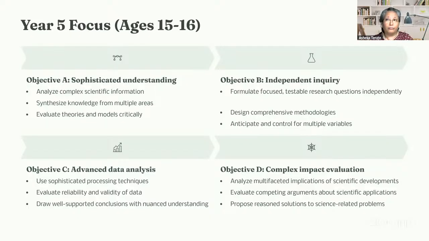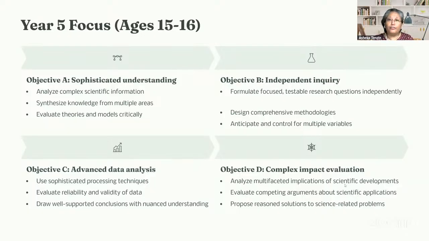So here, the number of trials have to be similar to what they are going to do in the internal assessments in the DP. Okay, students should be able to draw well-supported conclusions, and they should be able to show their proper understanding of what is actually happening. Okay, in objective D, they should be able to analyze different implications of the scientific developments. They should be able to evaluate the scientific applications, argue about the positive and negative impacts, and also give reasoned solutions to any science related problems.